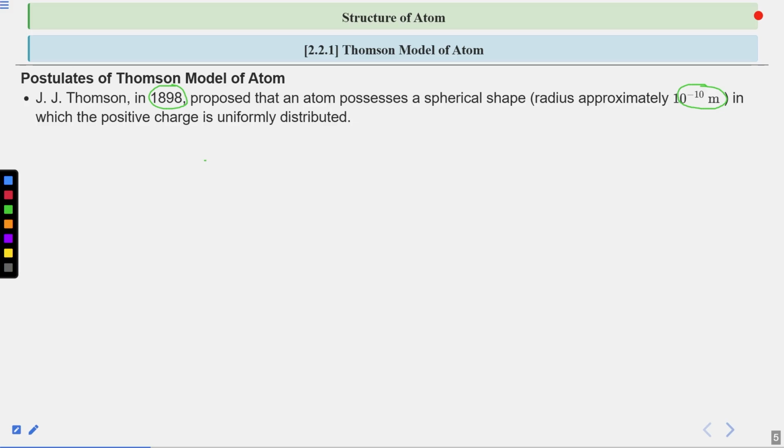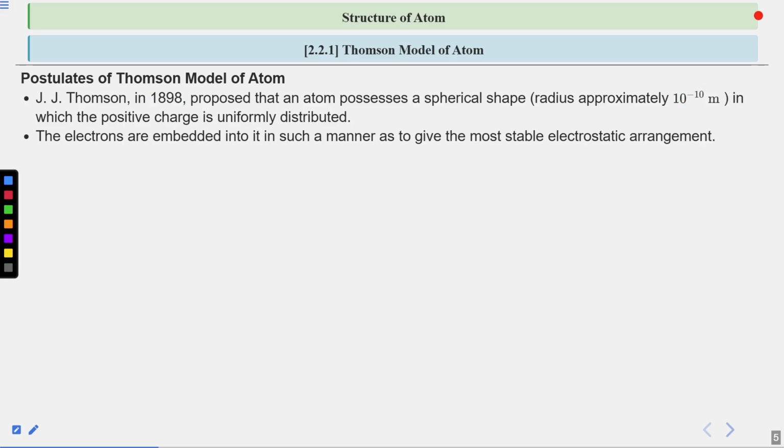Now, he said that we have a bed of this positive charge and in that bed, the electrons are embedded. And this positive and negative charge was contributing to the total stabilization of the atom. And this was the electrostatic arrangement that Thomson argued.